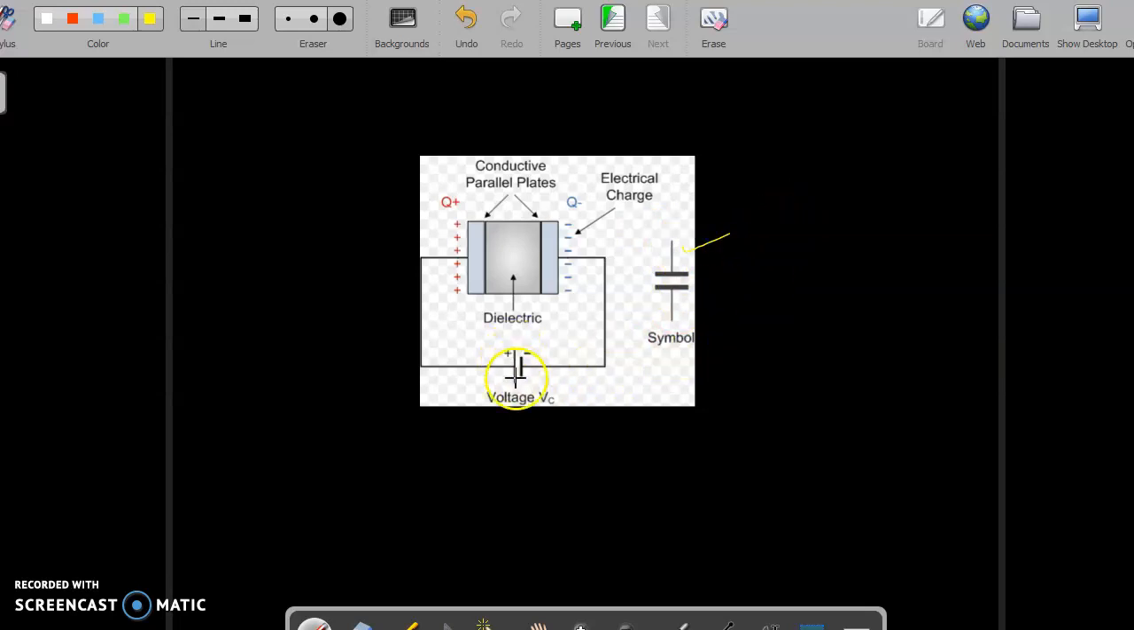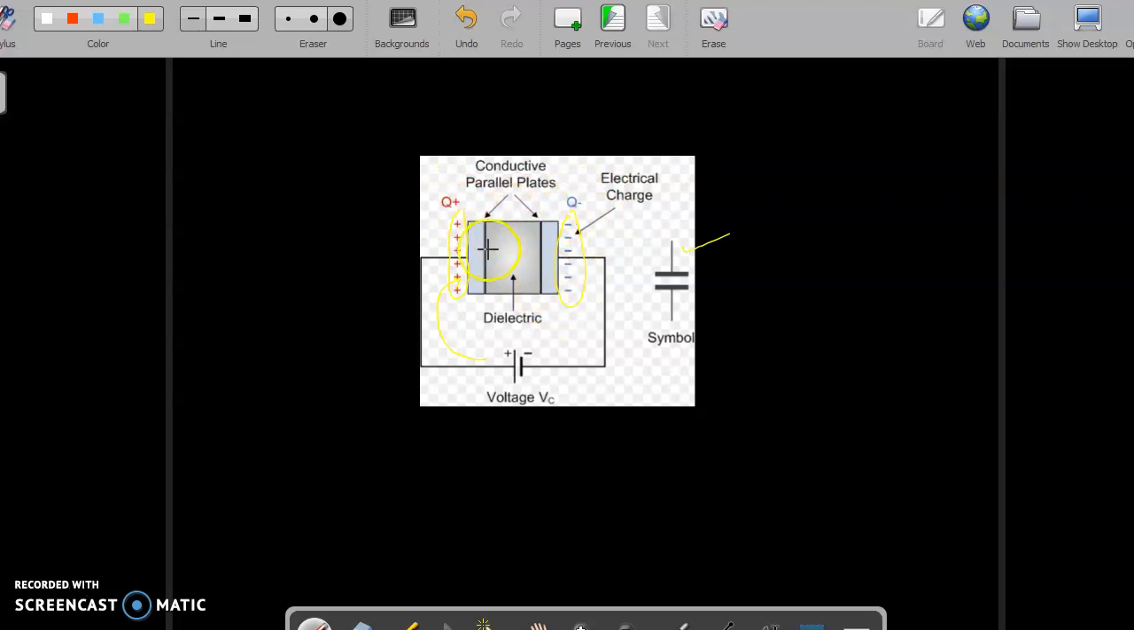So when I connect a cell, a battery, across a capacitor, the charge starts to distribute over the surface. When the plus side of the cell is connected to one side of the capacitor, it becomes positively charged, and the charge gets uniformly distributed. At the other side of the capacitor, it is minus charge, which is uniformly distributed over the surface of the plate. So this is Q plus and the other plate is Q minus.